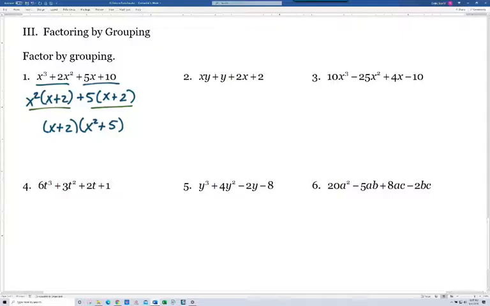And in fact, remember, the opposite of factoring would be multiplying. If you multiplied this out, you would get what you started with. All right, let's go ahead and do another one and see if you get the hang of this.